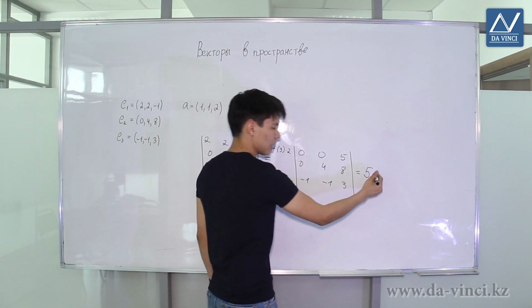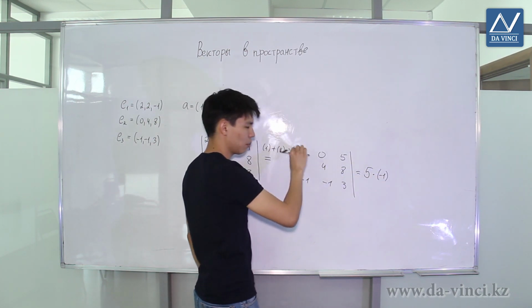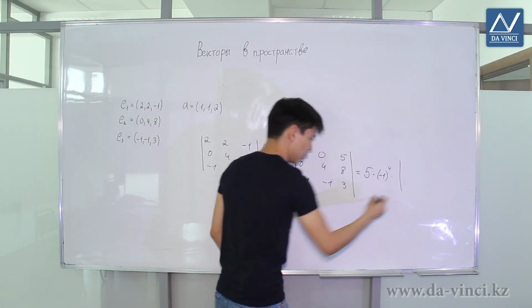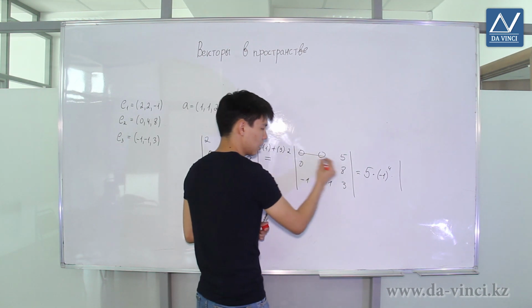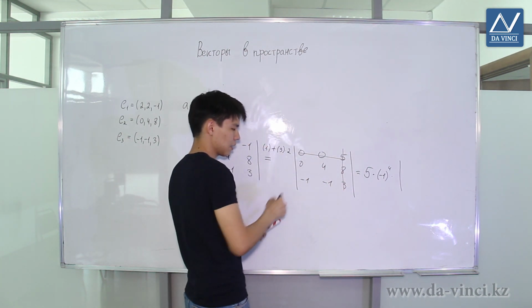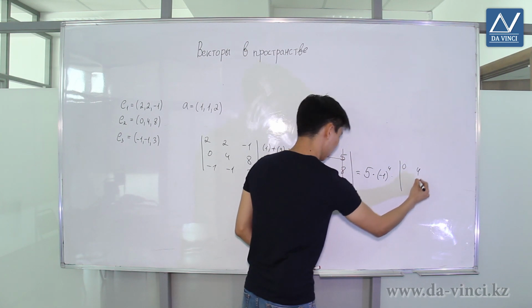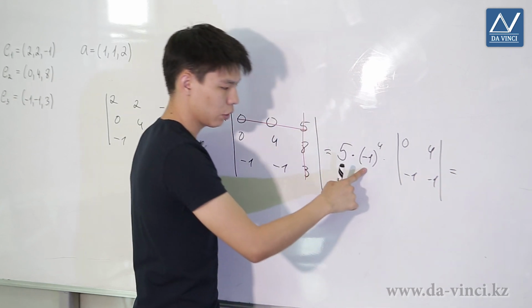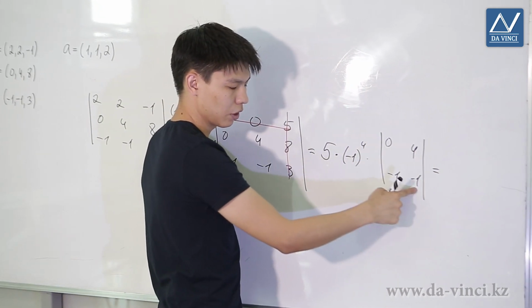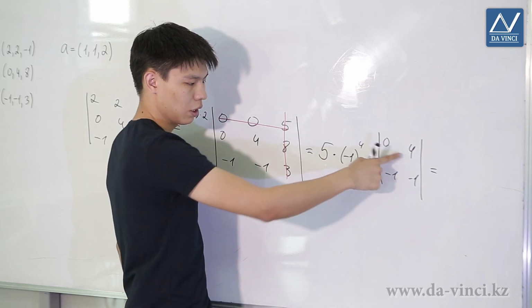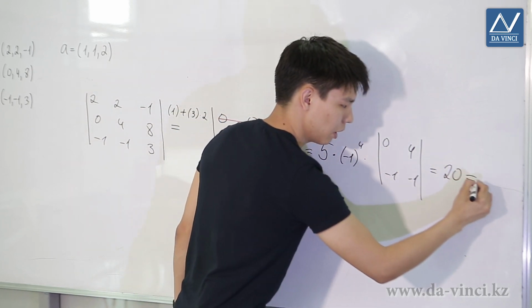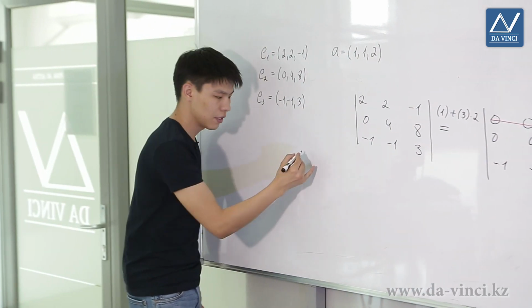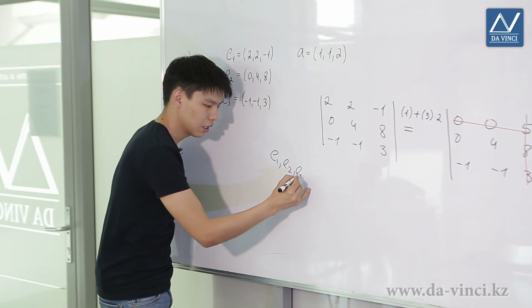Please note we multiply by minus 1 to the power. Looking at the first row, third column, 1 plus 3 is equal 4. That is to the power of 4. And we multiply by what is left after deleting this row and this column: 0, 4, minus 1, minus 1. There will be 1. We consider this determinant. That would be 0 minus minus 4, which is 4. 4 times 5 equals 20. It's not 0. The determinant is not equal to 0, which means that the vectors are linearly independent, which means that the vectors e1, e2, e3 form a basis.